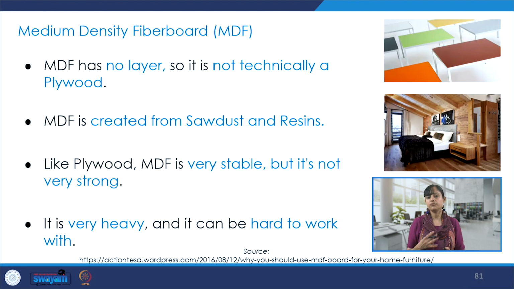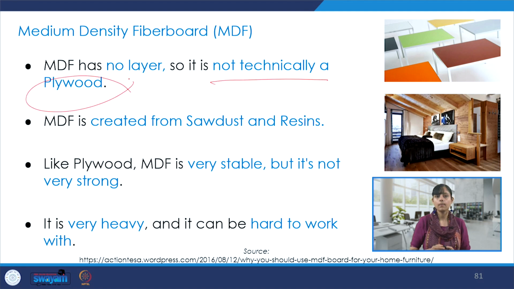Then MDF, a very, very popular option which is available in the market, medium density fiber board. Technically, it is not a plywood. It is created from sawdust, which is just put together through resins. Like plywood, MDF is stable, but it is not very strong because it's just sawdust as such and not the chunks or pieces of wood. It is heavy and it can be hard to work with, but within MDF also you get different sections. So it may not be hard to work on a thinner section. Depends what the intended purpose is and where it is to be utilized.